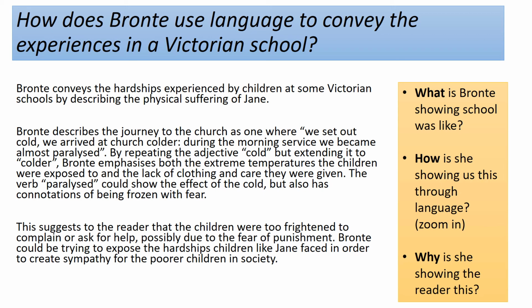So what we can see there is that we're going to start with the what. What is Bronte showing school during that time was like? What is she showing us about school? Then we're going to move on to the how. How is she showing us this through language? So that's where we need to zoom in on those key language choices and explain their connotations and what they suggest. And then we're going to do the why section.